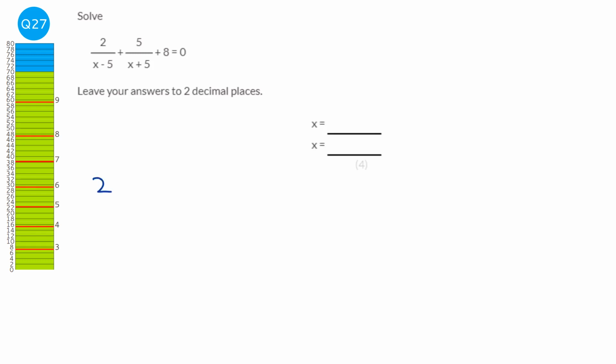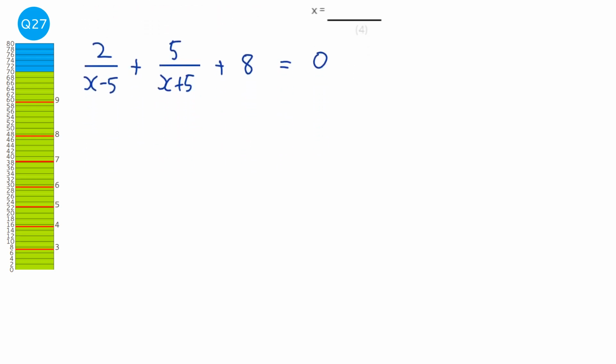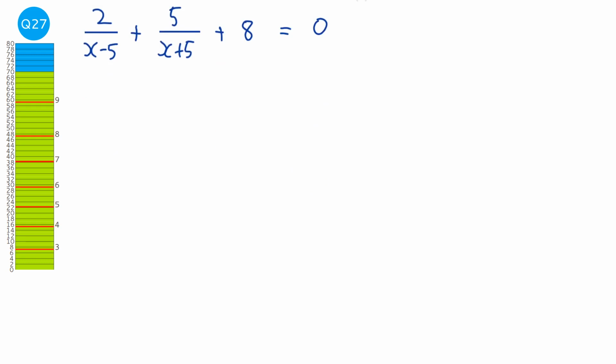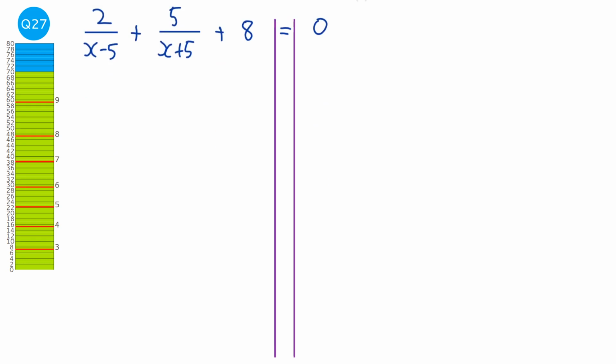So we've got 2 over, and let's just do the other over while I'm here. So we've got 2 over x minus 5. So we've got to get rid of the x minus 5, and we've got to get rid of this x plus 5. We've got plus 8 equals 0. And I'm going to just shift down so we've got loads of space here to be able to do this question, because this is going to be quite a lengthy question.